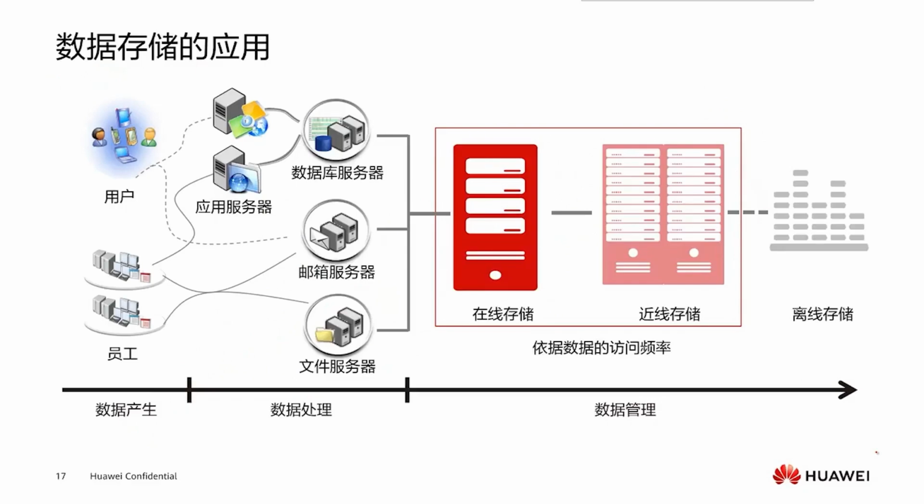After understanding the definition, structure, and classification of data storage, let's understand how data storage is applied in enterprises. This picture shows how storage is used in enterprises. You can see that in the middle of the picture are various servers, including application servers, database servers, mail servers, and file servers, etc. Data from users and employees, after being processed by these servers, will be saved to storage, and then these data will be managed in storage.